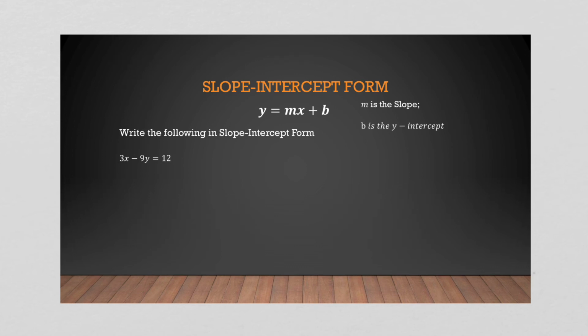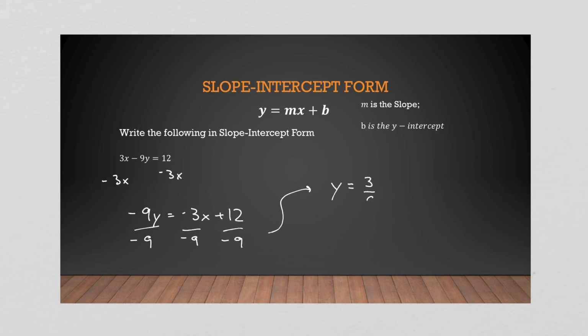So here's one more. Again, same process. Get my y by itself. Subtract 3x from both sides. Negative 9y equals negative 3x plus 12. And then divide everything by negative 9, by negative 9, by negative 9. And in this case, we get y equals 3 over 9 x minus 12 over 9. And this can all be simplified to y equals 1 over 3 x minus 4 over 3.